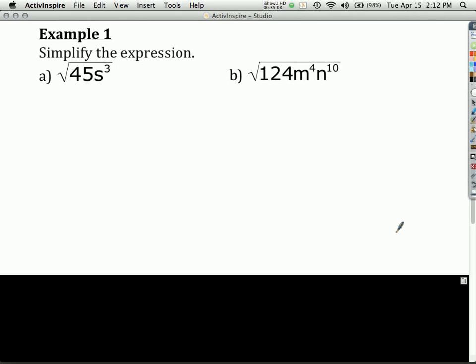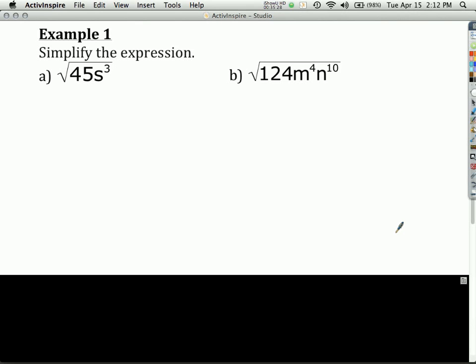Today I'm going to be modeling thought process. So I'm going to be speaking and telling you what's going on in my mind as I'm trying to simplify this. Okay? So here's the thought process. Okay, 45s to the third. What perfect squares are there in that?